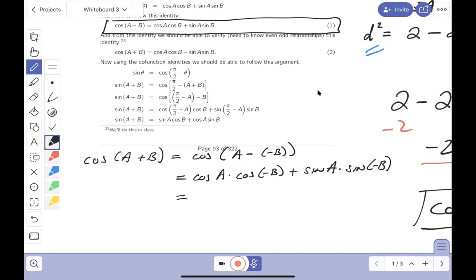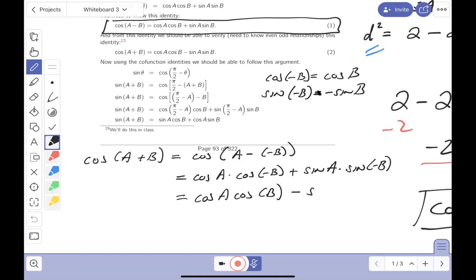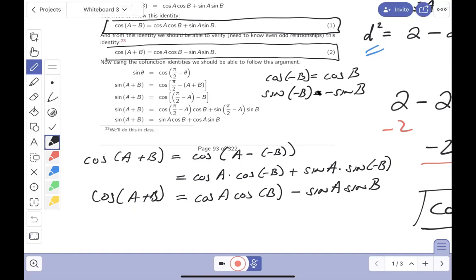Now what am I going to do? I'm going to use what's known as even odd identities. And you should know that the cosine of minus B, it's an even function, is the same thing as cosine of B. I'll write that down for you. So cosine A, cosine B. You should know that sine is an odd function, and the sine of minus B is identical to minus sine of B. So what do you get over here? Minus sine A, sine B. So the cosine of A plus B is cosine A, cosine B, minus sine A, sine B. Let me point out where that is, right over here. That's the second formula. All right, derivation.